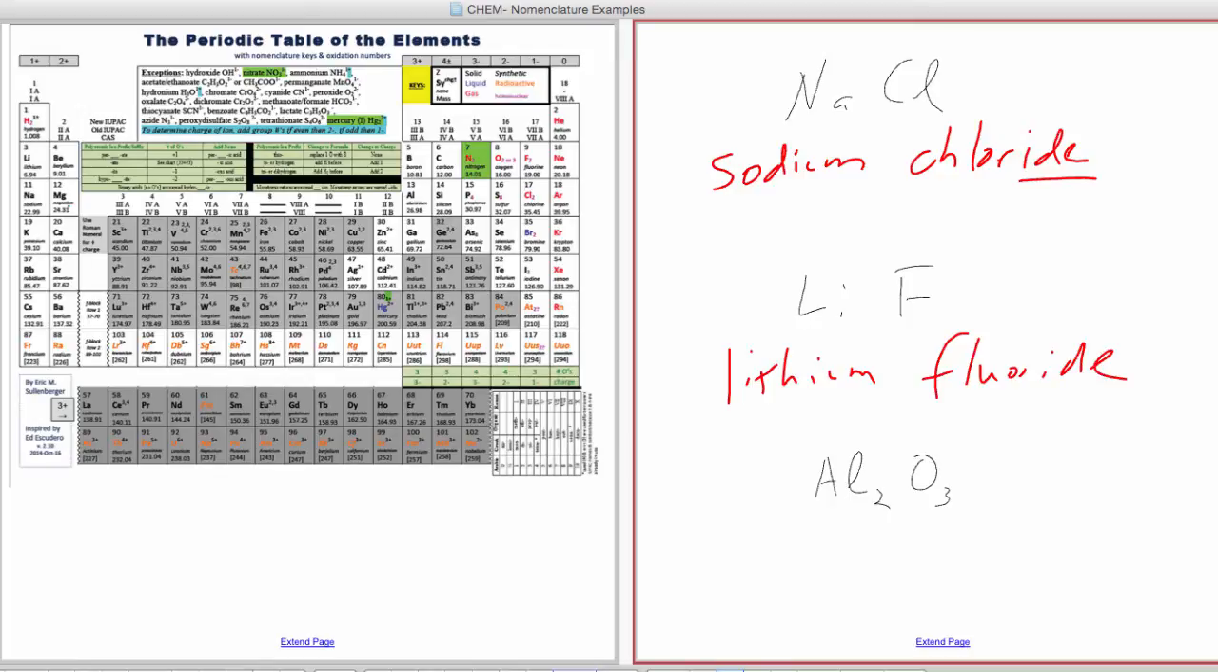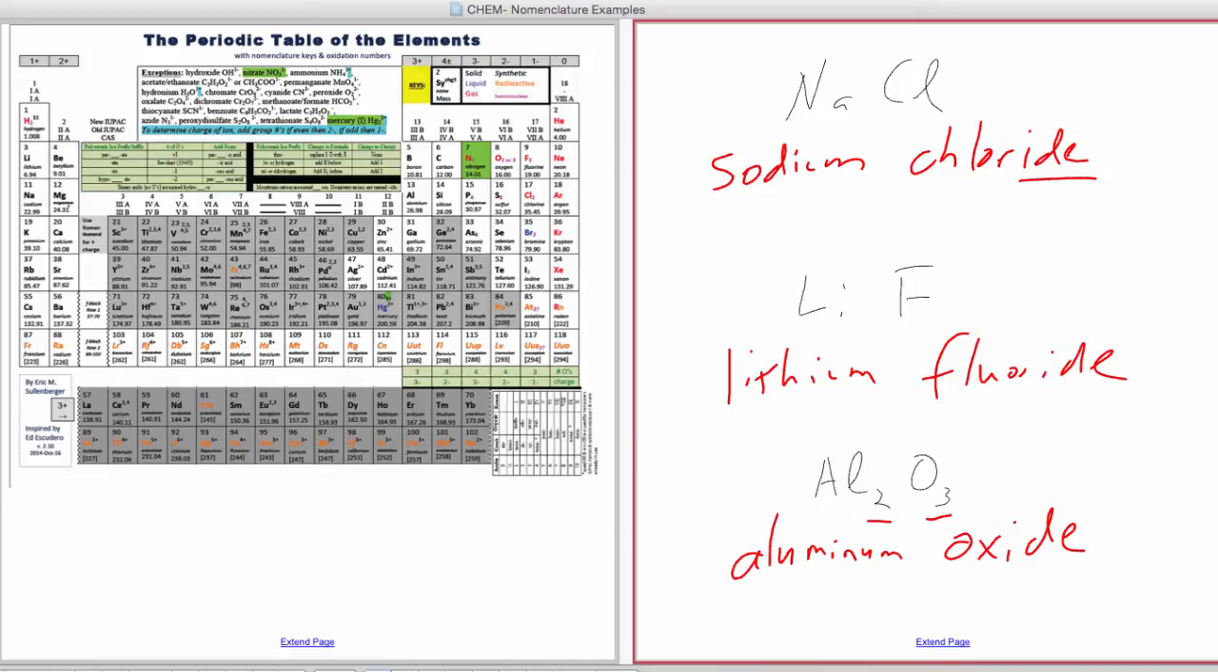The next one, Al2O3, that is aluminum and oxygen. The ending gets dropped and becomes oxide. Notice the subscripts do not enter into the name. It's not necessary for them to be there in the name.